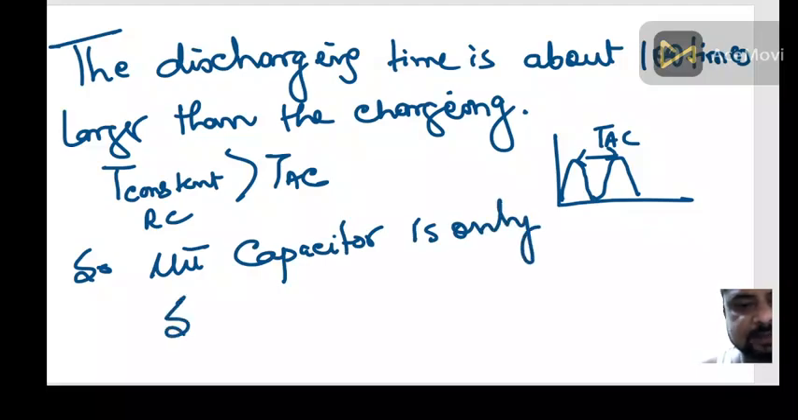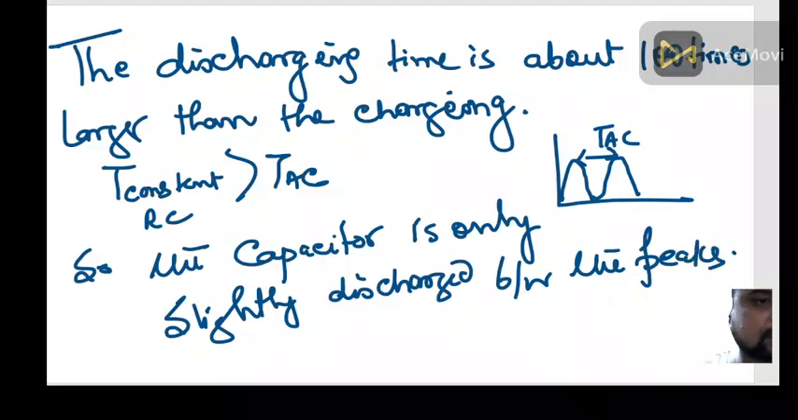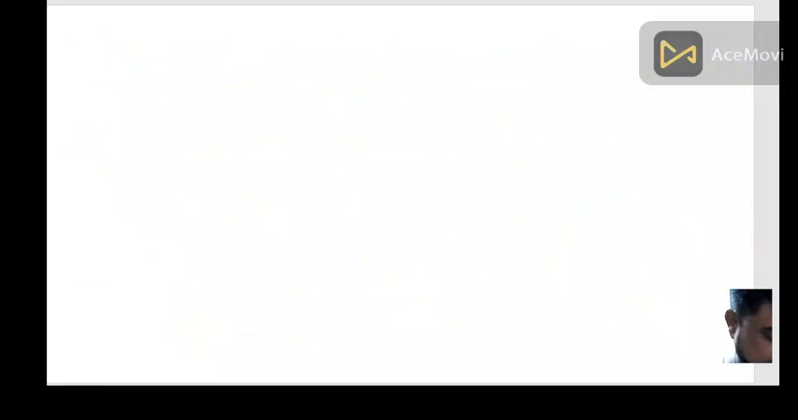So the capacitor is only slightly discharged between the peaks. And this is a fundamental requirement. This is a very fundamental mechanism, a very fundamental action. So the decrease in ripple is due to this time constant.